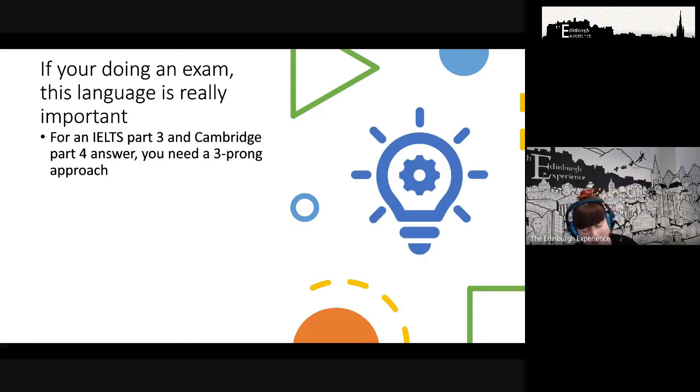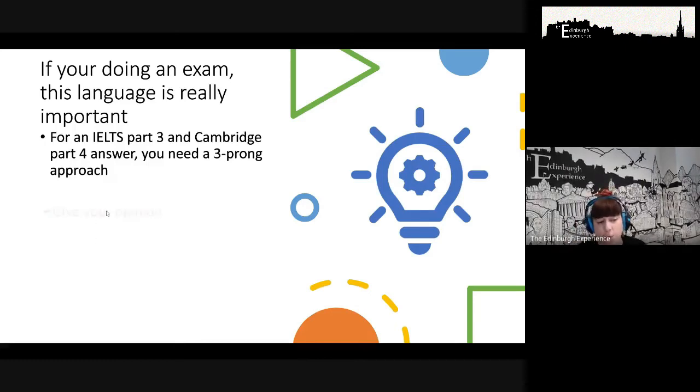And also, the other reason it's important, guys, right? It's the last thing the examiner is going to remember. And that's what will be in their mind at the end of the exam. So it's really important that we can give good, well-rounded opinions in our answers. And the way to do that is what I call the three-prong approach. Okay, so the three aspects to that.